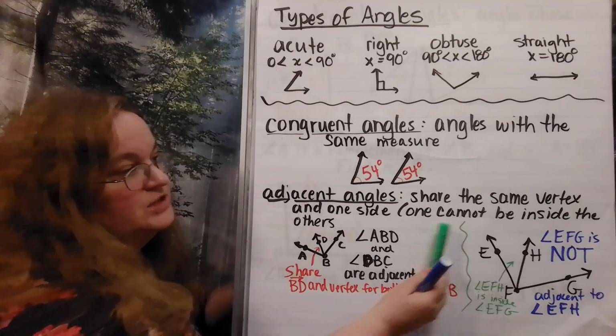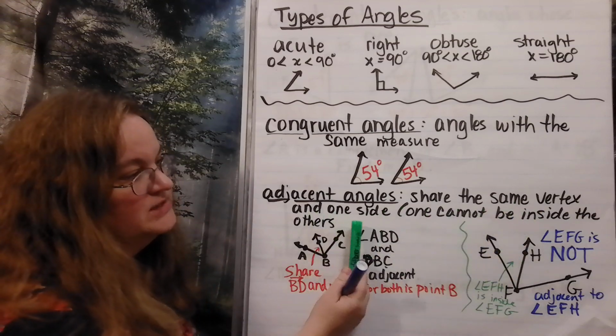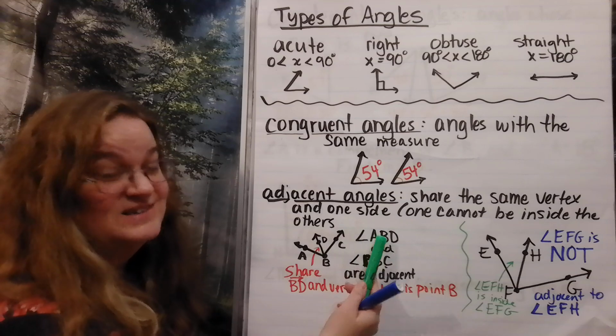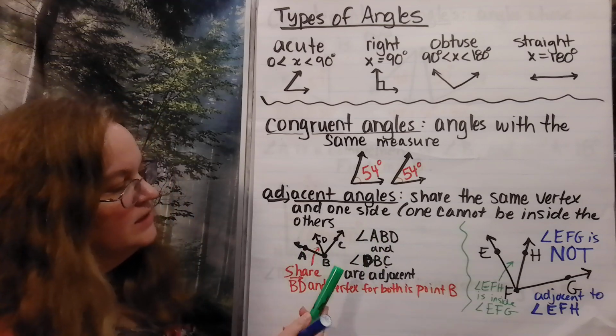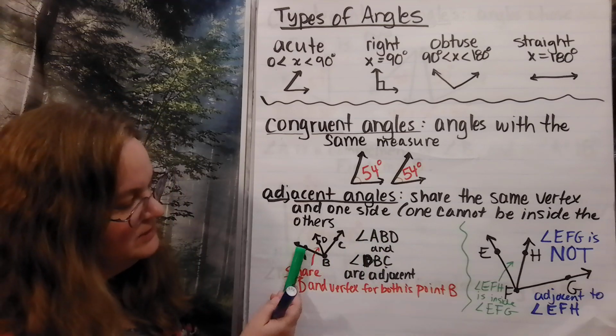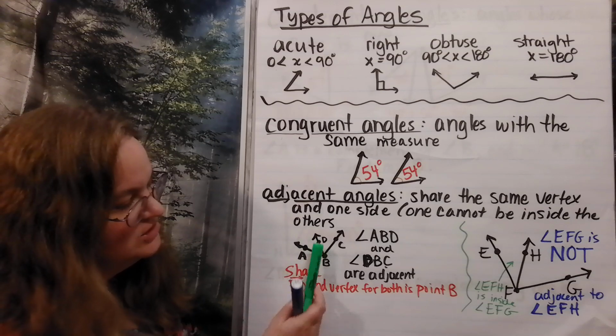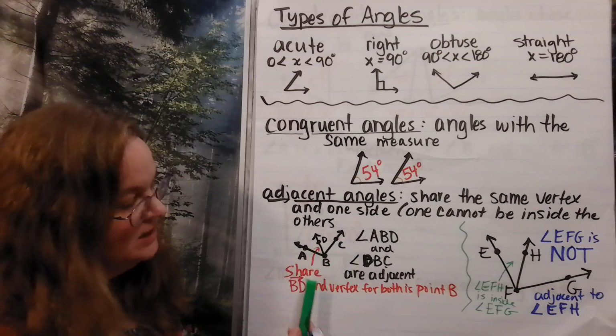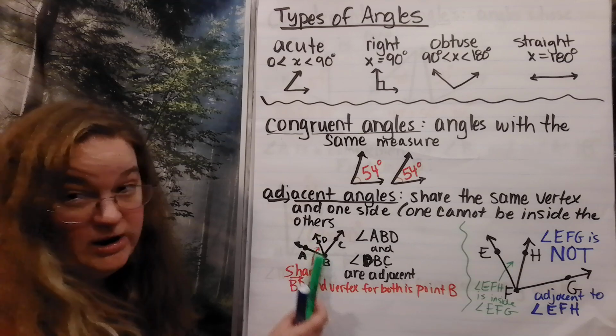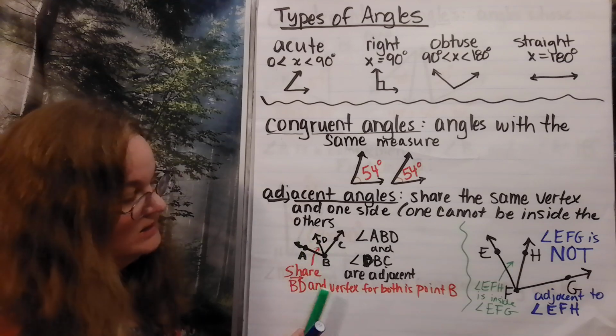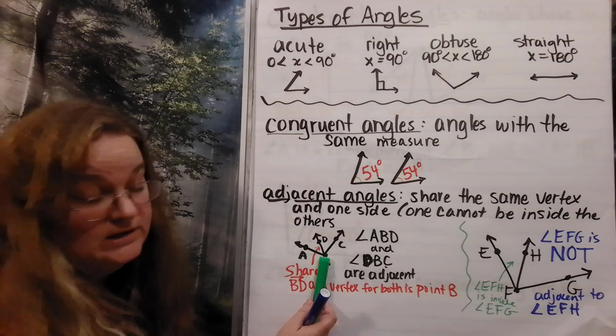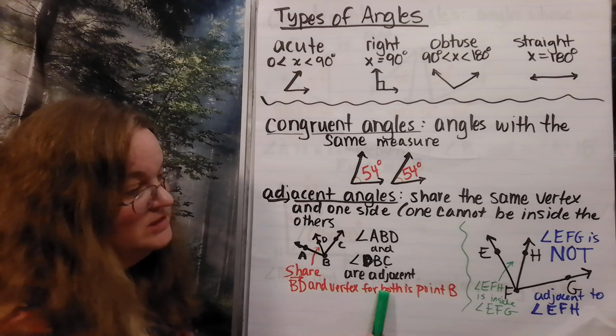Adjacent angles are going to share the same vertex and one side, but they can't be inside of one another. So when we look at these, ABD is adjacent to DBC, because they share the ray BD, they share that side, and they share the vertex B. So those are considered to be adjacent.